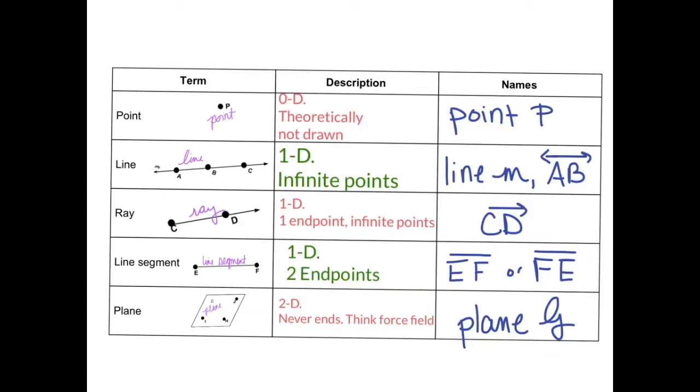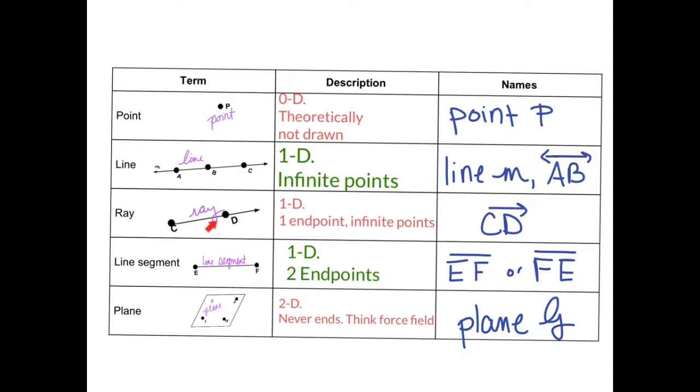Finishing out the chart with the name column. From this picture, this would be named point P. The line actually has two names. You can call it line M because of this little cursive M here, or you can call it line AB. You can also call it line AC or BC. There's lots of choices with your letters there. But please come over here and make sure that your A and B has a double arrowhead on top of it so it indicates a line.